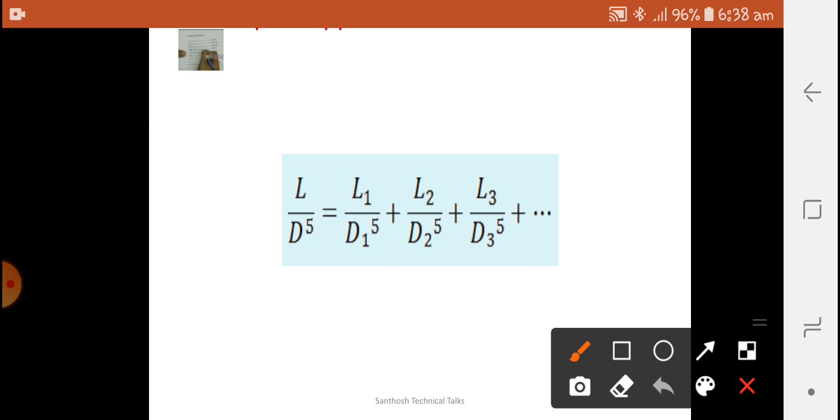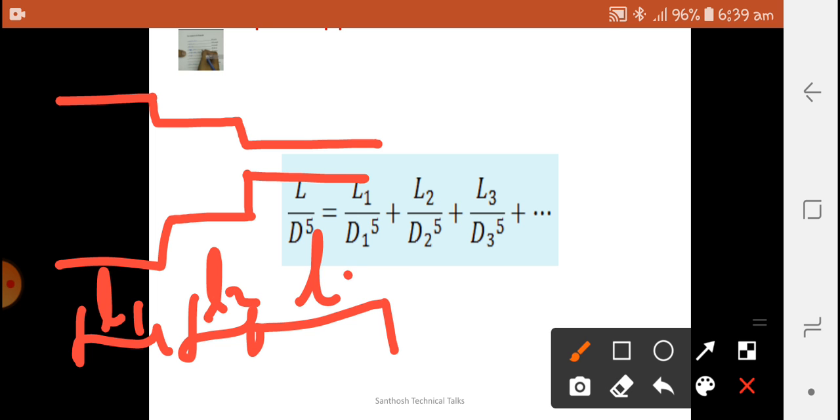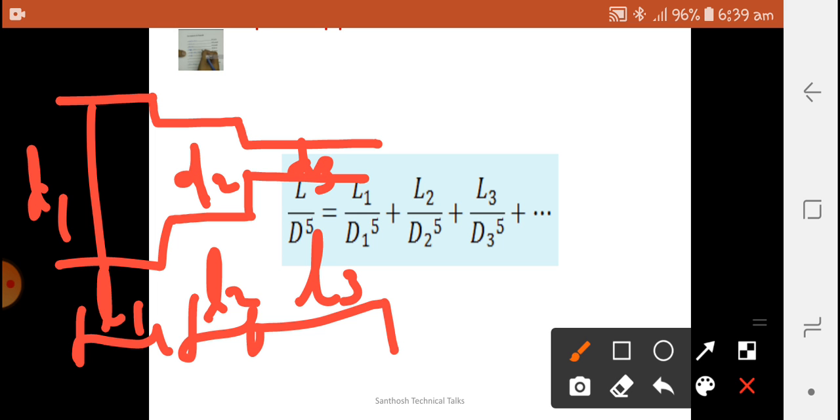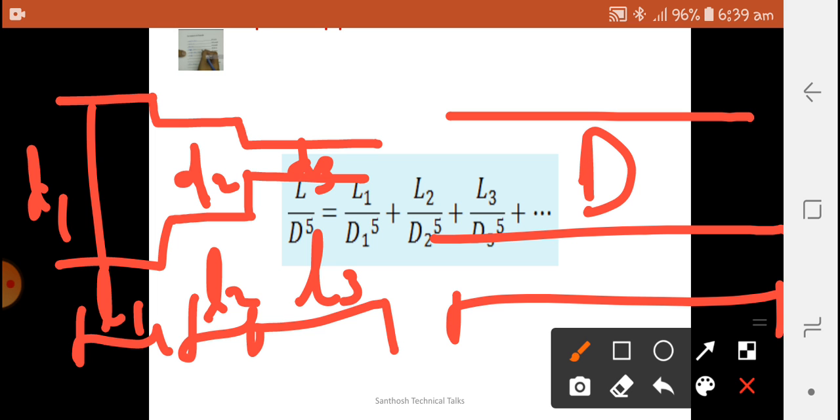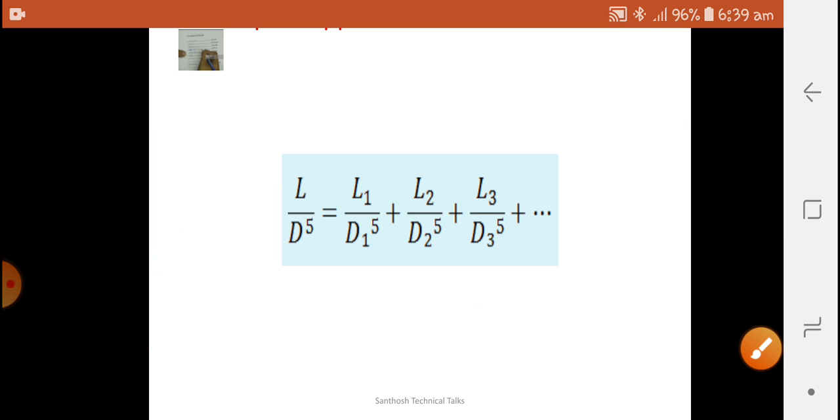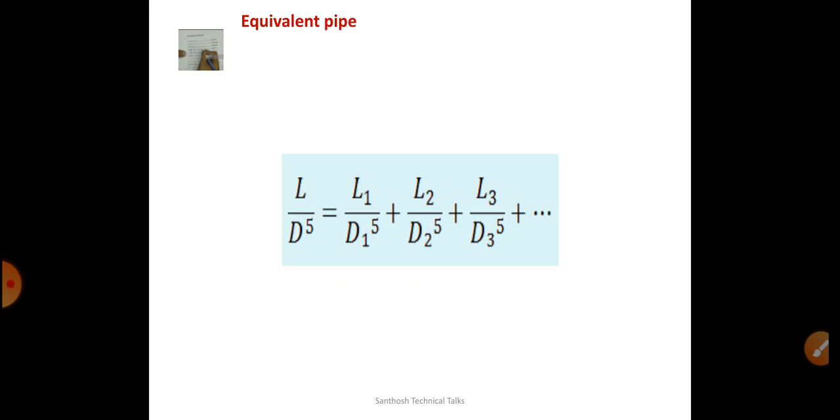So here, if we have a series pipe with different lengths L1, L2, L3 and diameters D1, D2, and D3, these pipes can be replaced by a single pipe of the same diameter D and length L. This conversion is done by this equation, called the Dupuit equation. For better understanding, you have to note these formulas for the parallel and series pipes as well as the equivalent pipe. With this, I'm going to stop today's lecture.